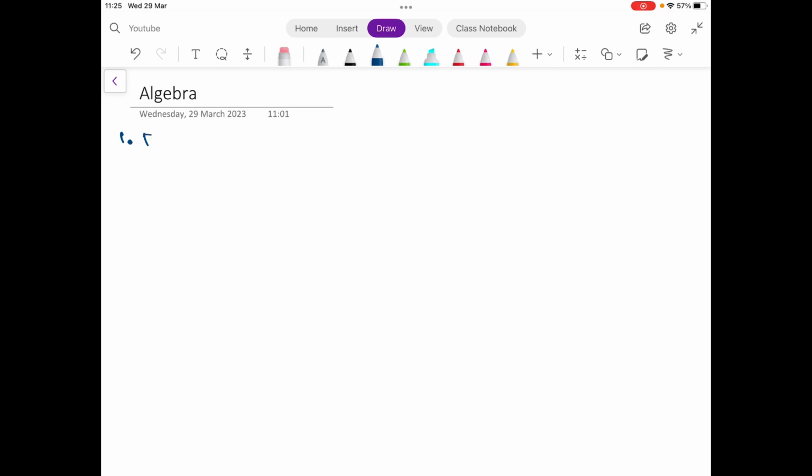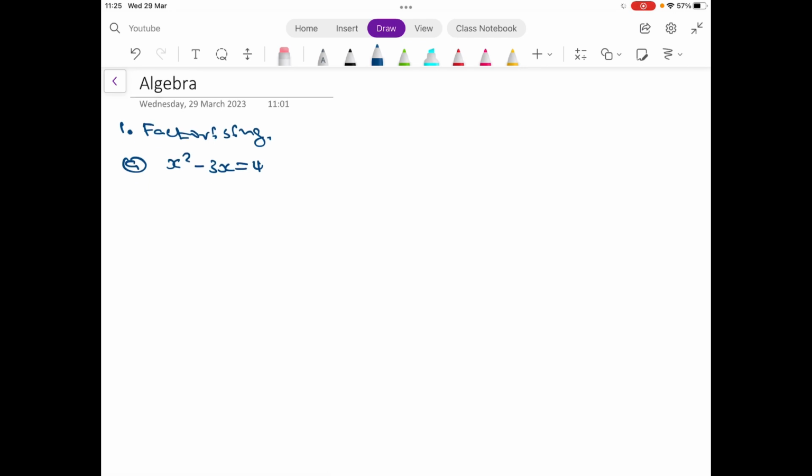First one being factorizing. Usually this is the easiest method that you can apply, and it is quicker as well. Suppose you have this example of x squared minus 3x equals 4, and you're required to solve for x here. Remember also, when it comes to question 1 of paper 1 of mathematics, they usually don't ask you to select a certain method to solve the problem. They just ask you to solve for x. As long as you can solve for x, you are fine. So here we are going to try to do this by factorizing.